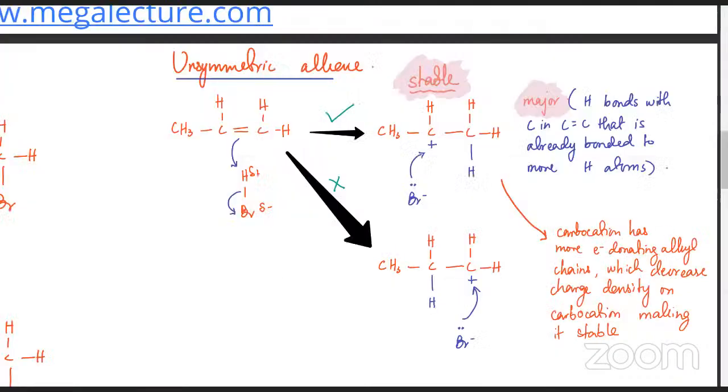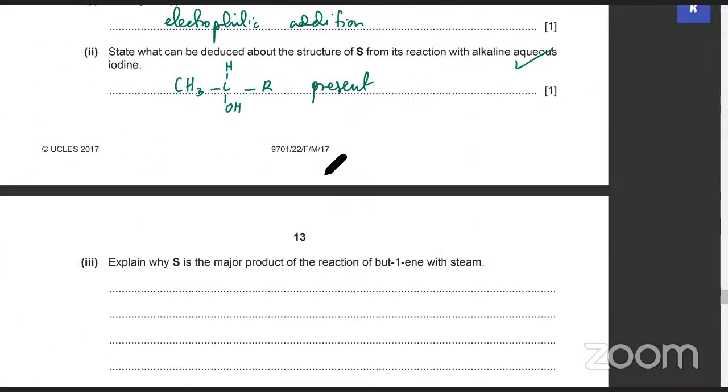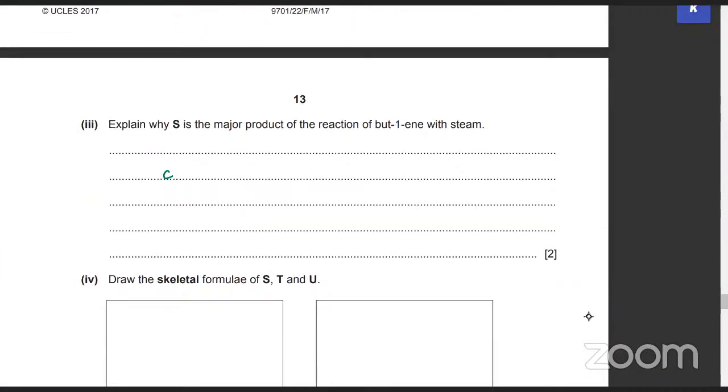Let me explain in a bit more detail what you're going to write. You had a double bond, and it had CH2 and CH3, and hydration was happening with water. The H of water came and bonded, so the H likes to bond with this one. It will steal electrons from the double bond. The double bond would turn into a single bond, and this carbon would become electron deficient. So you're going to write that this positive carbon atom has more alkyl chains. So the carbocation has more alkyl chains.